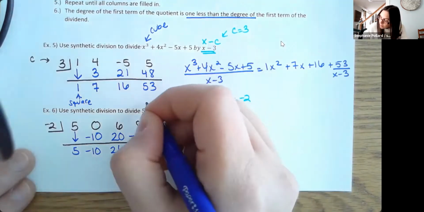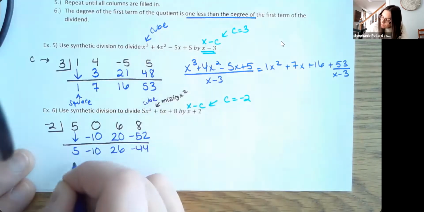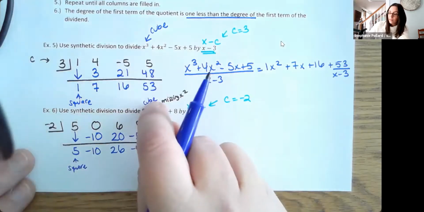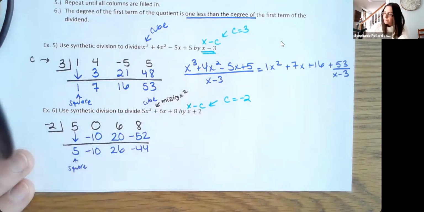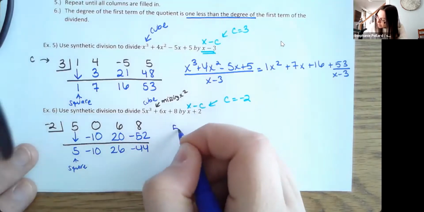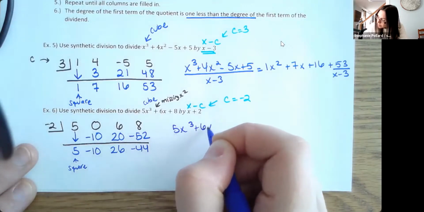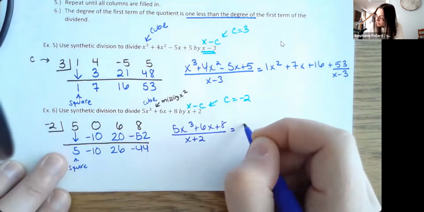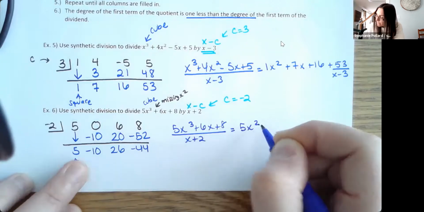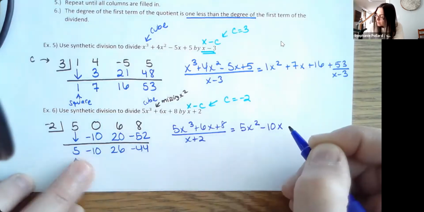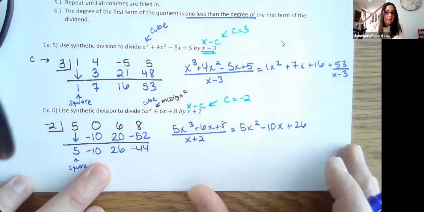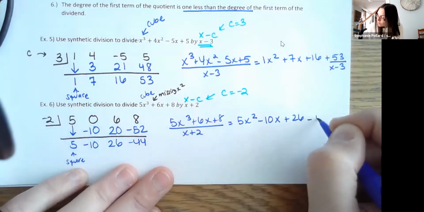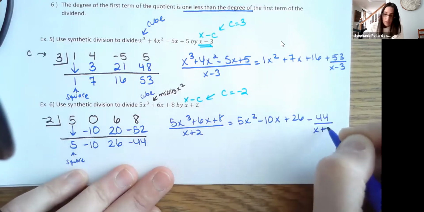Now we started with a cube here. So that means our answer will start with a square. So it's always 1 less. If I started with a fourth, my answer would start with a cube. So just 1 less. So 5x cubed plus 6x plus 8 divided by x plus 2 is going to be 5, and this is going to be squared. So 5x squared minus 10, and then the x term comes next, plus 26. And then again, in this case, you have a remainder. So it's minus 44 over x plus 2.